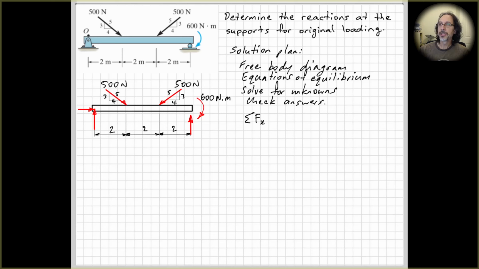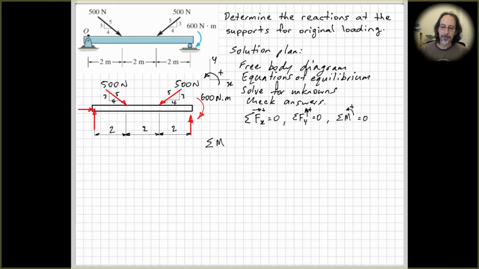Sum of the forces in the x direction equals 0. Now, as soon as I start to write an equation that says force in the x direction, I need to indicate what that is. So I put in here an indication of the x and y axes, and also an indication of what I'm taking to be positive for the moments. So for equilibrium, sum of the forces in the x direction equals 0. To the right is positive. Sum of the forces in the y direction, and then sum of the moments anti-clockwise equals 0.